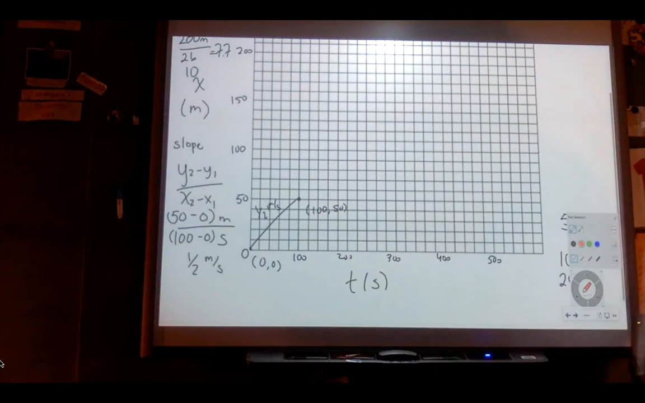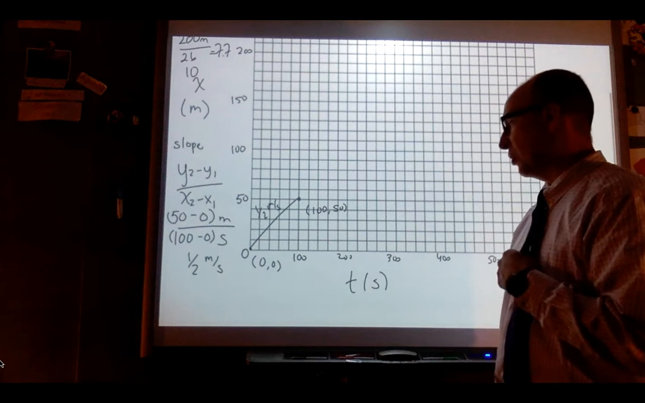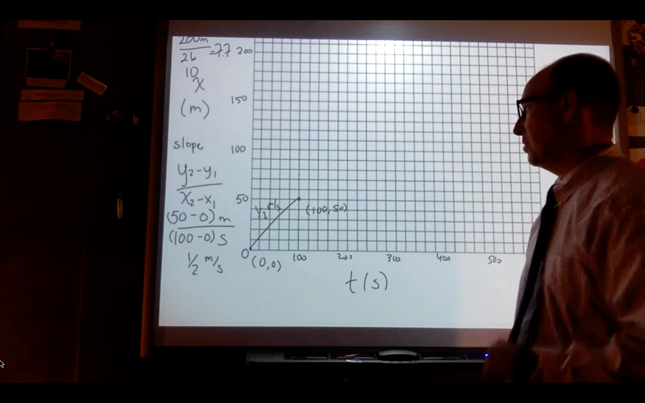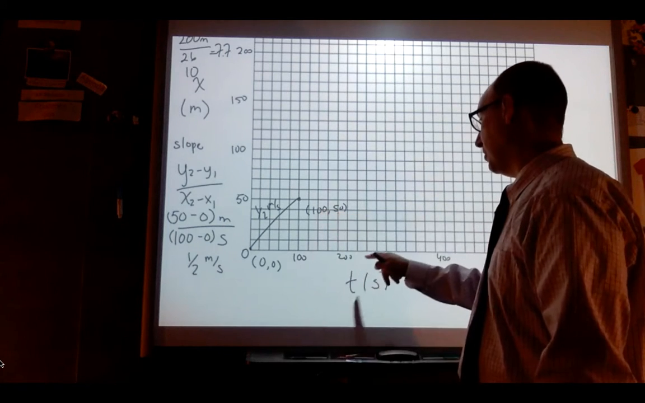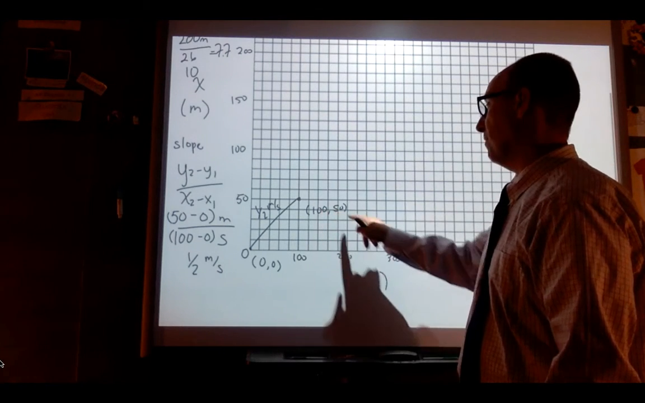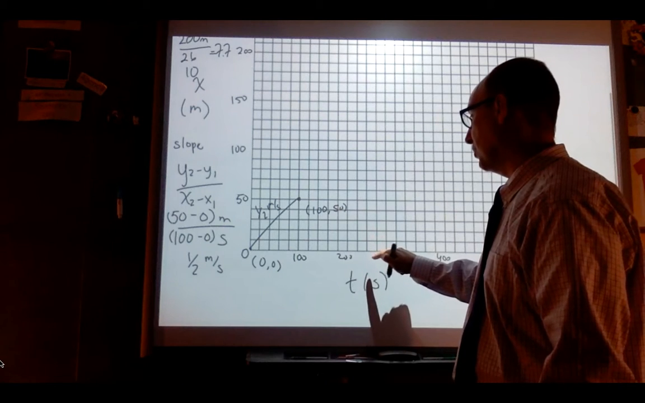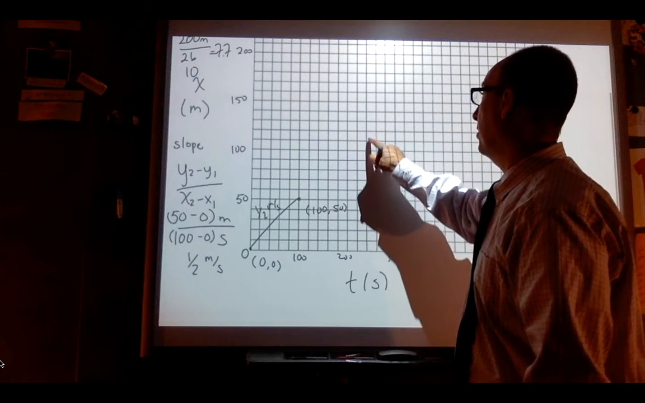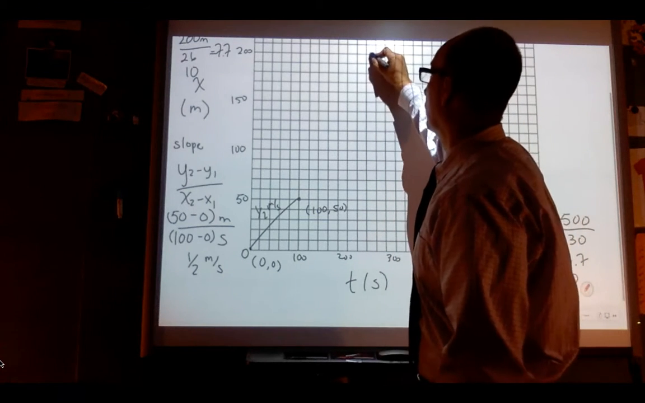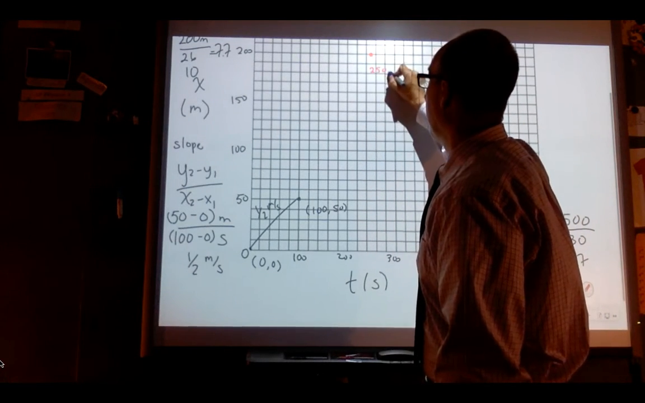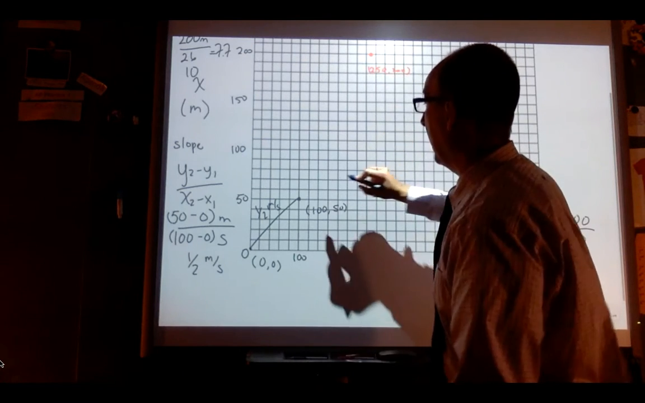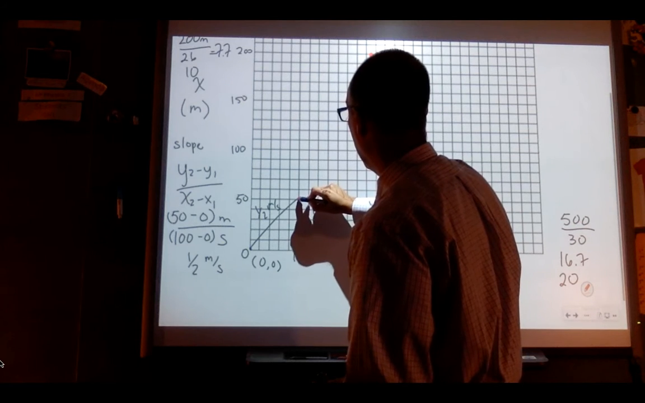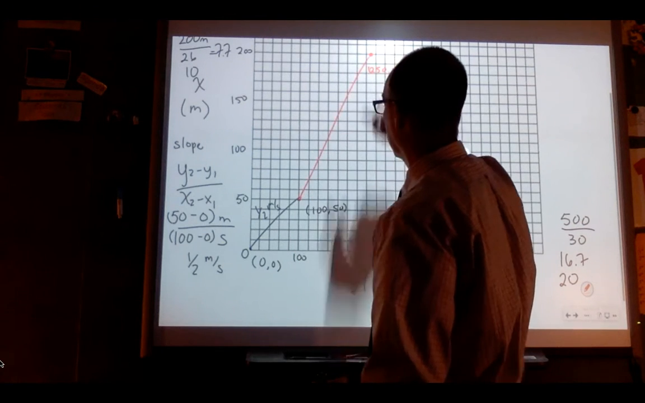In the next increment, he's going for 150 seconds and 150 meters. So now 150 seconds plus 100 is going to go to 250, and 150 meters plus 50 is going to go to 200. So I'm going to have 250, comma 200. And again, I'm going to connect this with a line. This should be a steeper line because he's traveling more distance every second.